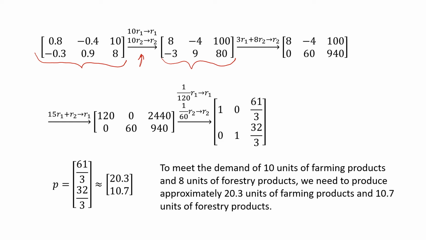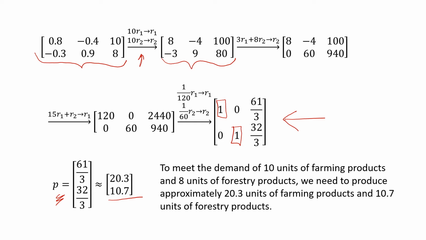So a couple of row reductions, and we end up with this matrix. We have our leading ones, which means that we have found a solution. So the solution for our production matrix is 61 over 3, 32 over 3, which is approximately 20.3 and 10.7.